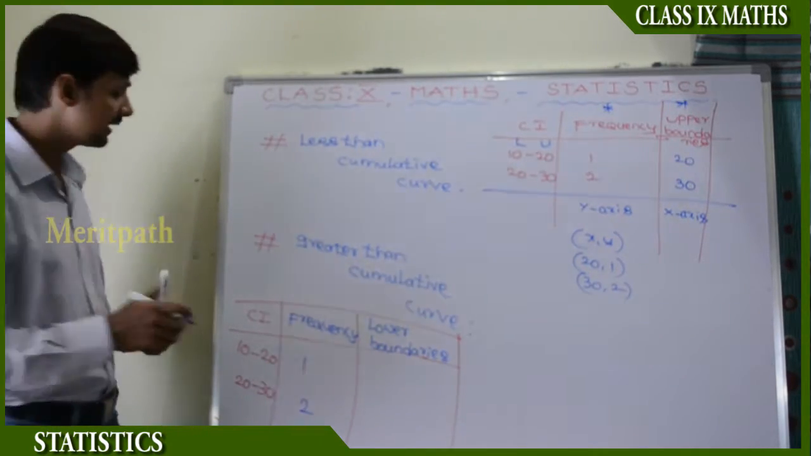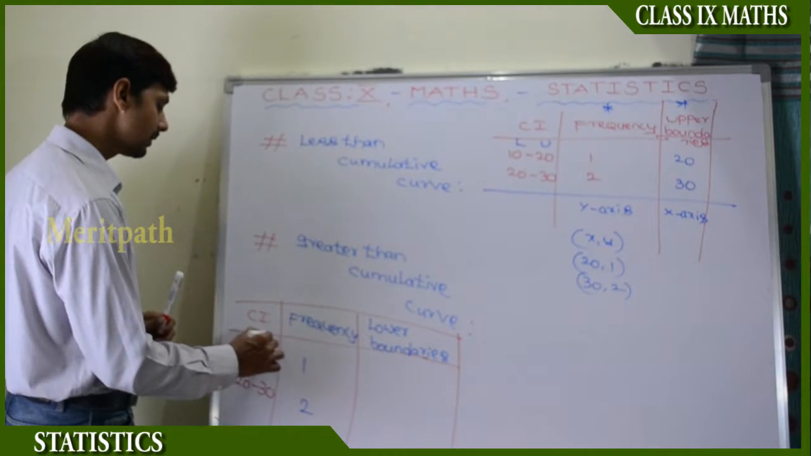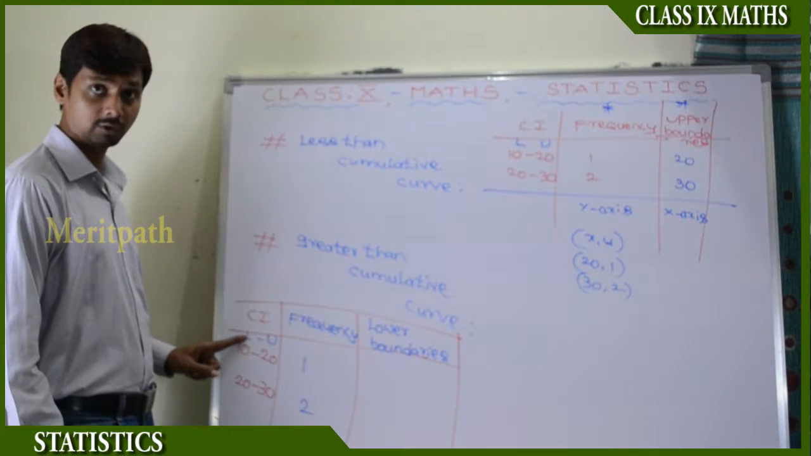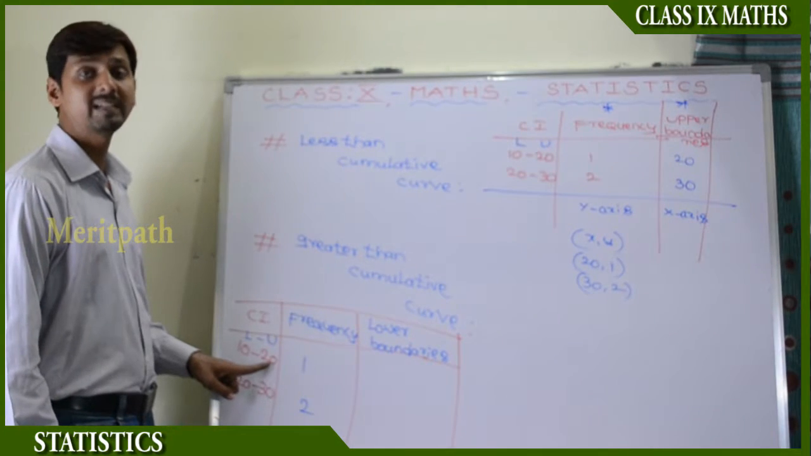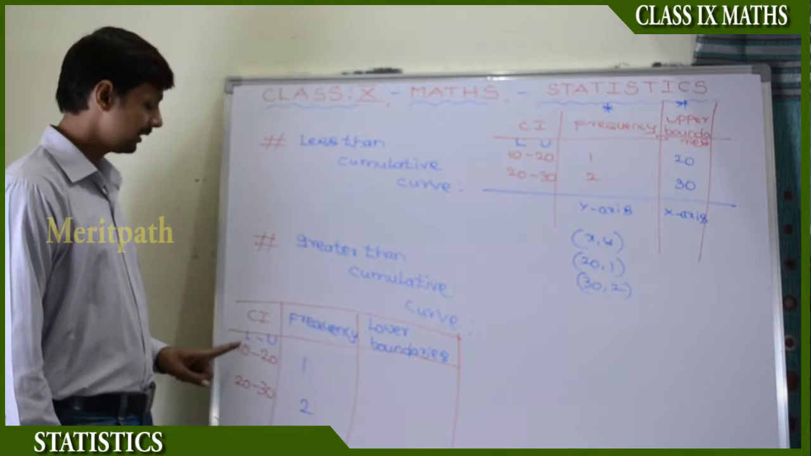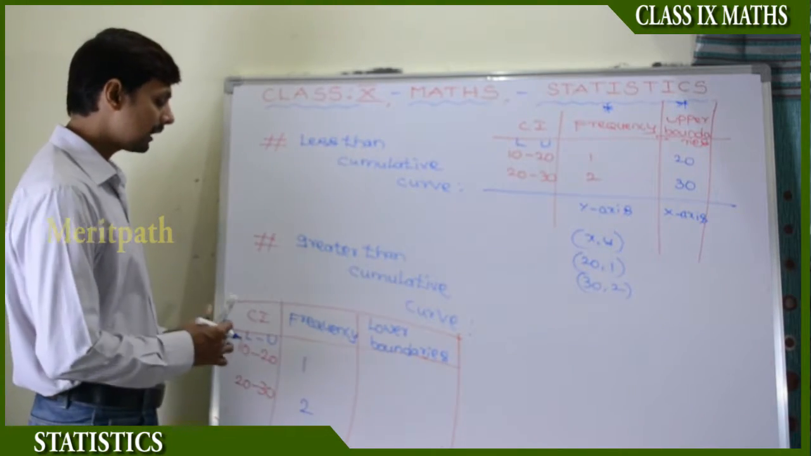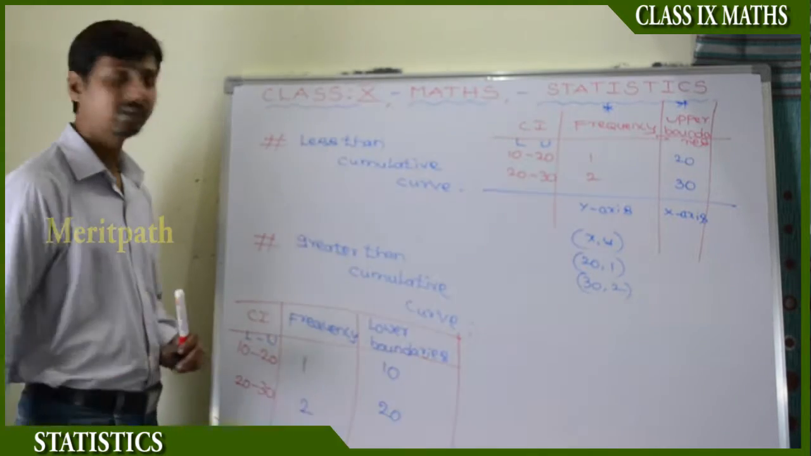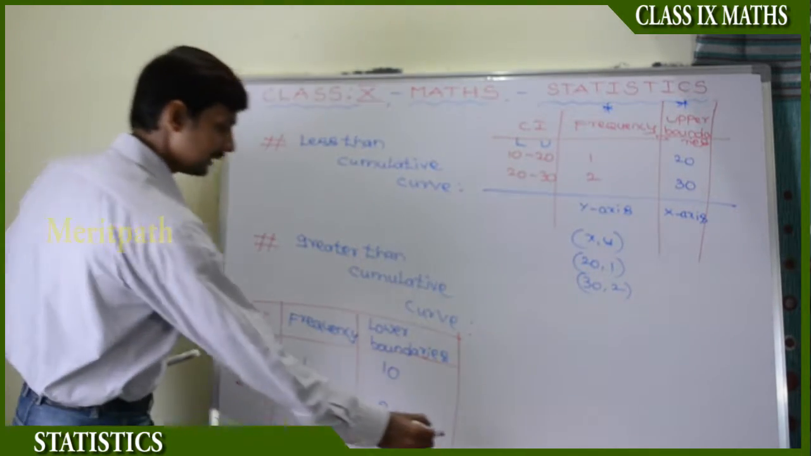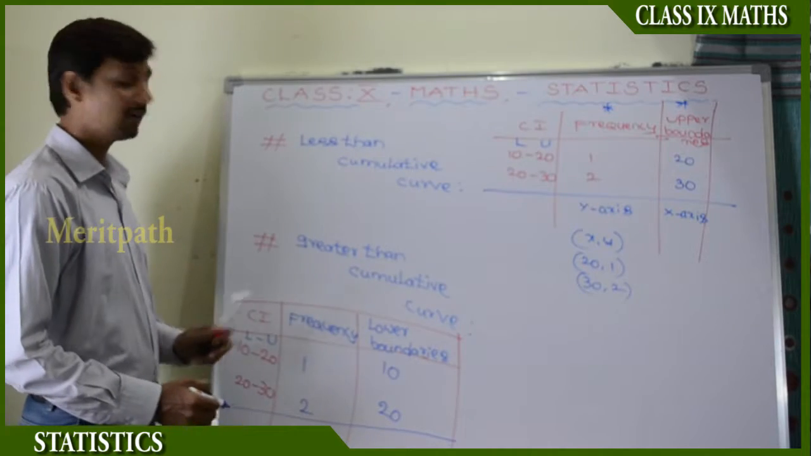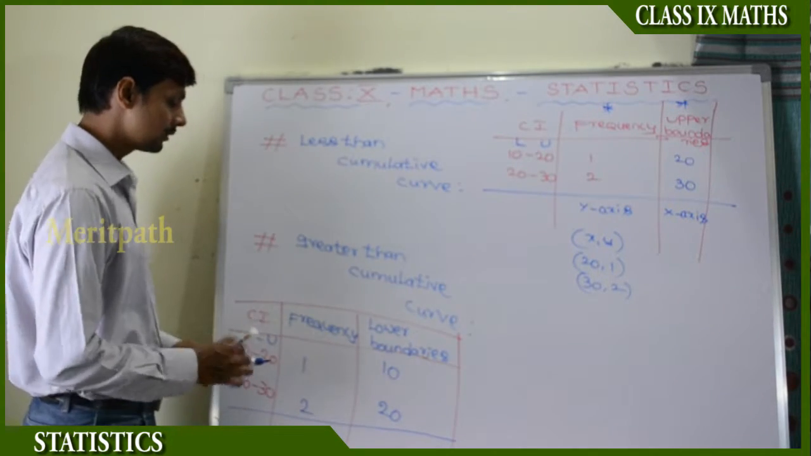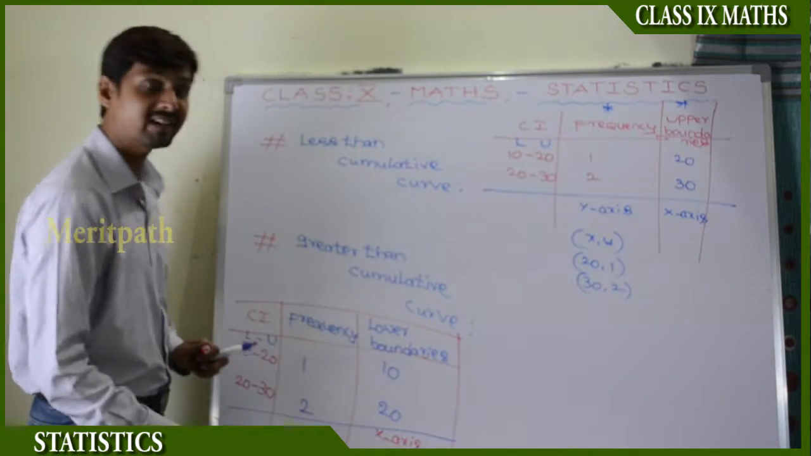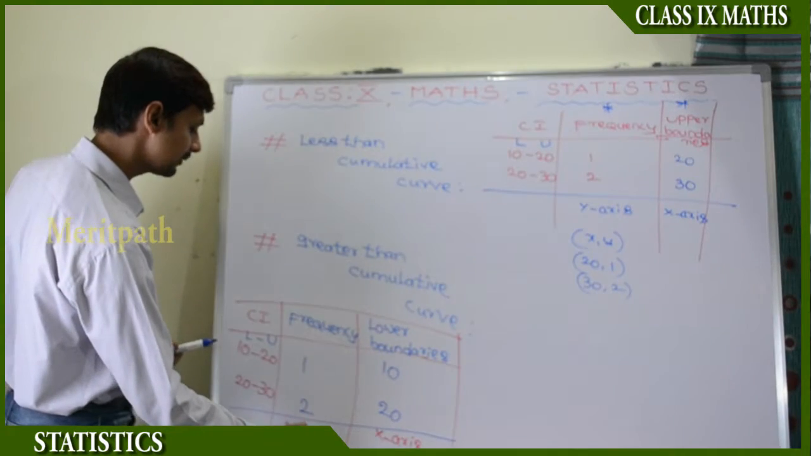The lower boundaries are nothing but these. We already discussed this: this is the lower boundary, the first element of the group, and the second element of the group is called the upper boundary. So here the lower boundaries are 10 and 20. And always we will take the boundaries on the x-axis, and the frequencies will be taken on the y-axis.